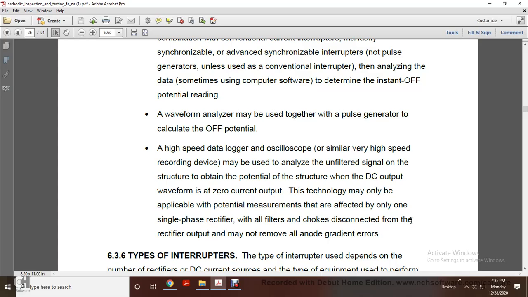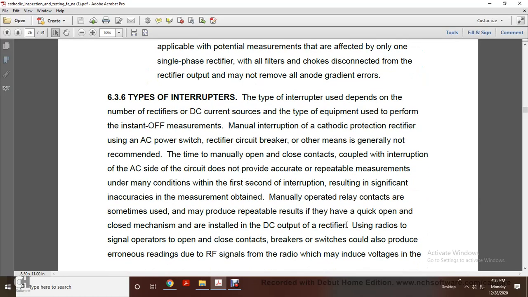The filters and choke disconnected from the rectifier output may remove the anode gradient errors. 636, type of the interrupter. Depending on the number of the rectifiers, the DC current source, and the type of the equipment you will perform the instant off measurement with, the manual interruption of the cathodic protection rectifier without using the AC power switch, rectifier, or circuit breaker, or other means, is generally not recommended.